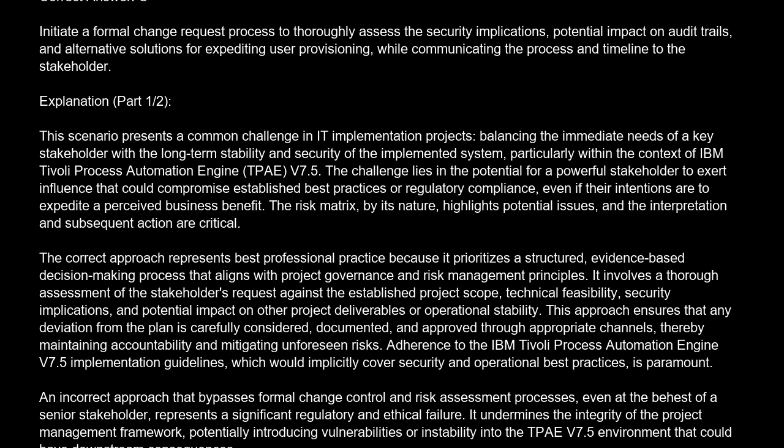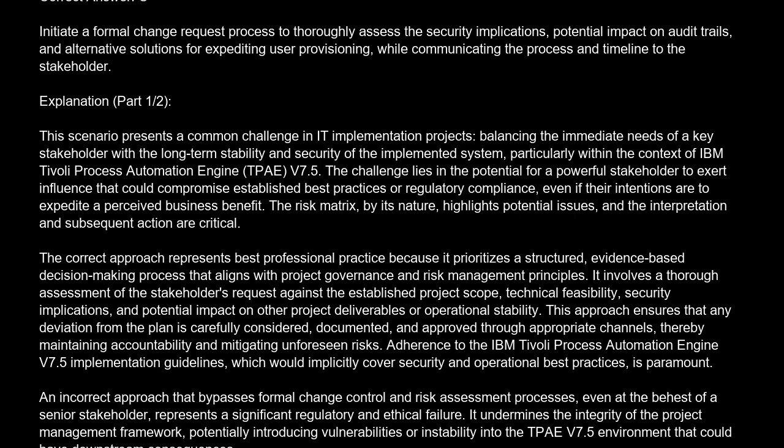The correct approach represents best professional practice because it prioritizes a structured, evidence-based decision-making process that aligns with project governance and risk management principles. It involves a thorough assessment of the stakeholder's request against the established project scope, technical feasibility, security implications, and potential impact on other project deliverables or operational stability. This approach ensures that any deviation from the plan is carefully considered, documented, and approved through appropriate channels, thereby maintaining accountability and mitigating unforeseen risks. Adherence to the IBM Tivoli Process Automation Engine V7.5 implementation guidelines, which would implicitly cover security and operational best practices, is paramount.